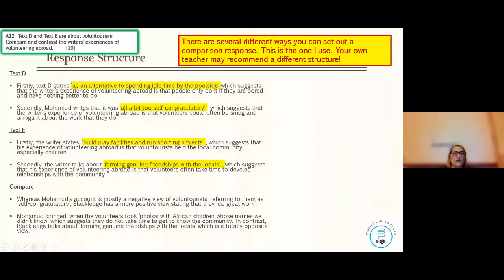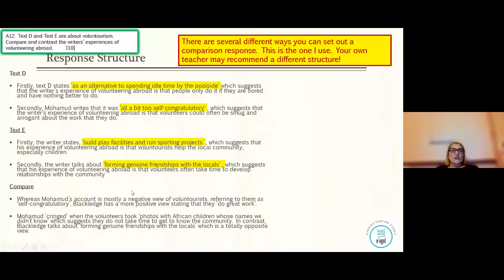So firstly, text E states, "as an alternative to spending idle time by the poolside," which suggests that the writer's experience of volunteering abroad is that people only do it if they are bored and have nothing better to do. Okay, you might find that you're using exactly the same evidence and quotations as you did when you initially analysed text D with the impressions, but that's okay, because you're probably going through a lot of the same responses, but that's fine. That's what the examiner would expect. So I'd do 4 points like that for text D. I'd then do 4 points the same for text E.